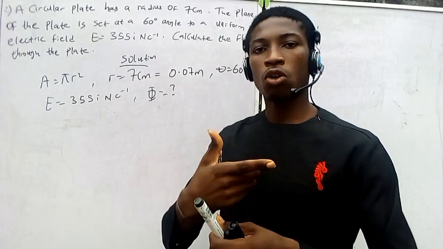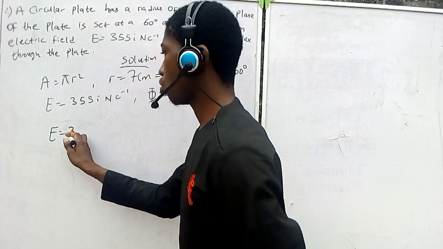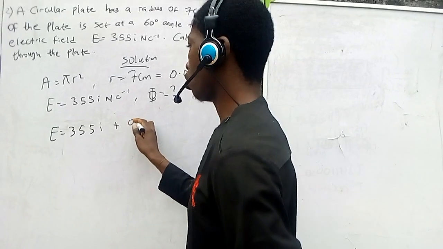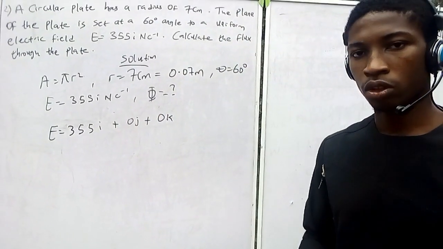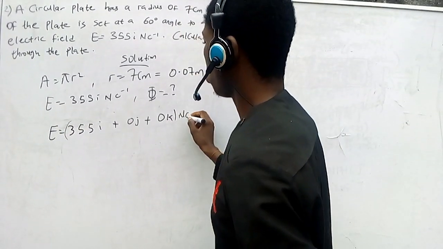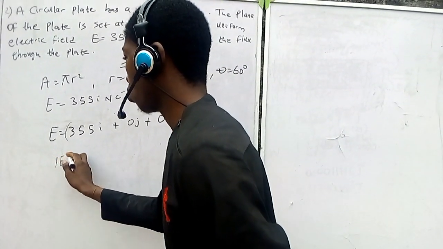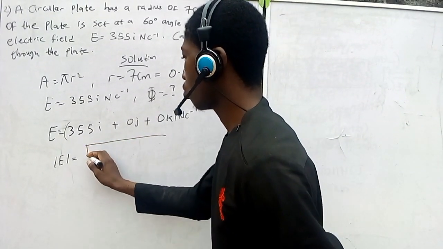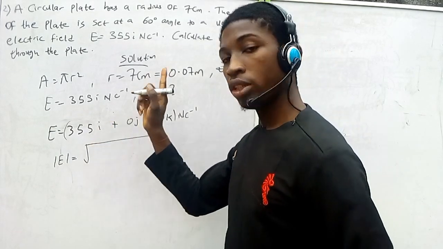You put this in all E direction, I, J, and K. So E actually is 355 I plus 0 J plus 0 K. This is E actually, in Newton per coulomb. So to find the magnitude of E, that will be the square root of the coefficients of the components, their squares.